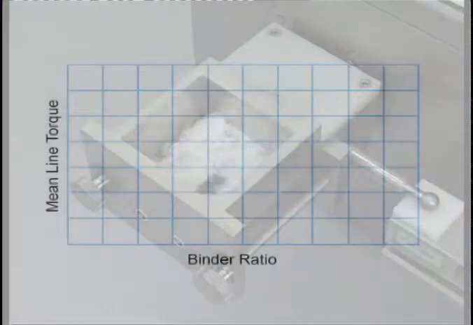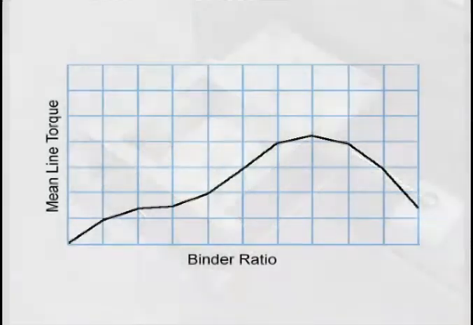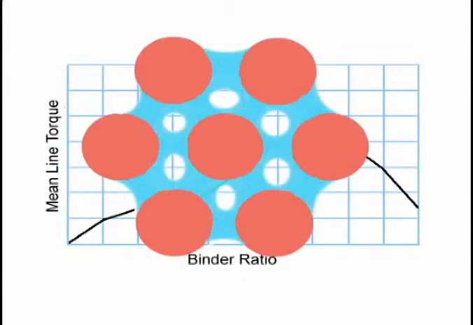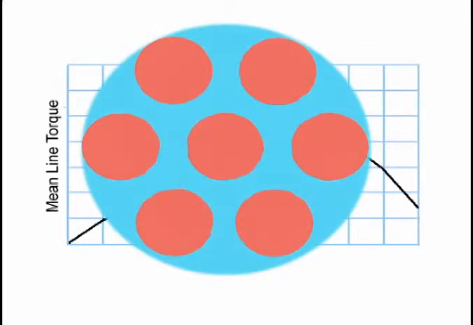Many materials studied using the Mixer Torque Rheometer have exhibited an increase in measured torque values with increasing binder content, rising to a maximum, thereafter decreasing as a slurry is produced. This behavior is consistent with the differing states of liquid saturation in an assembly of particles.